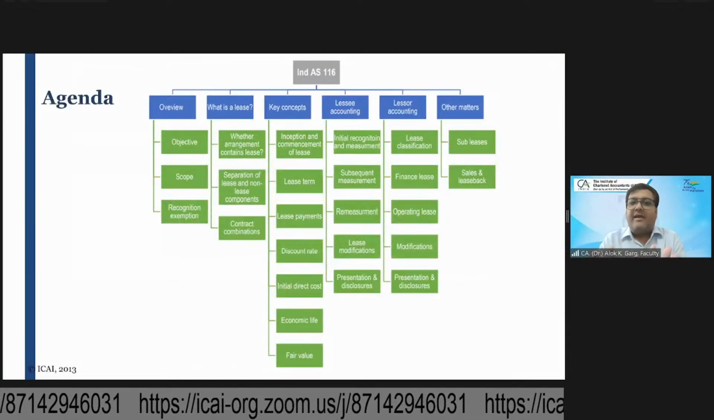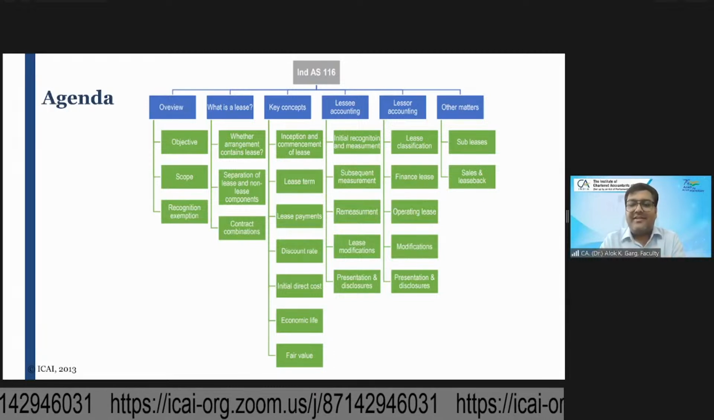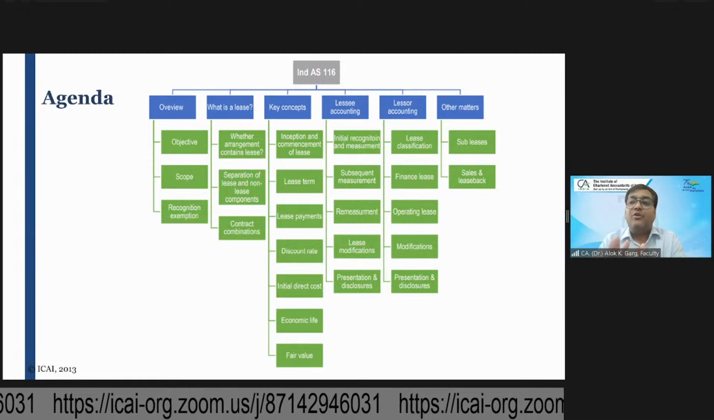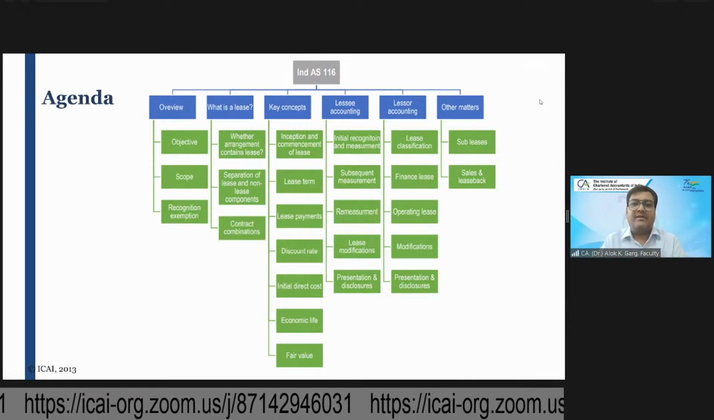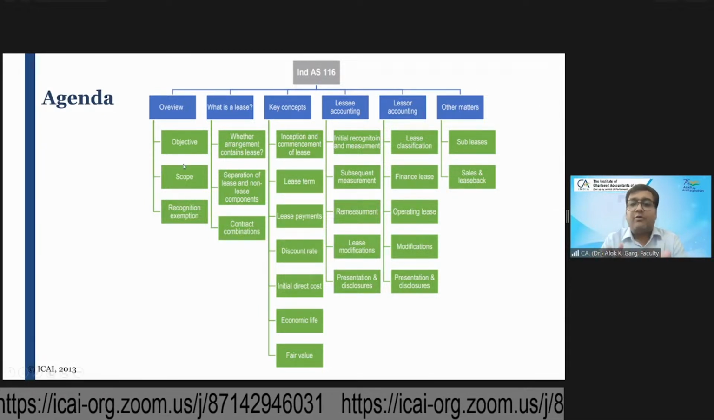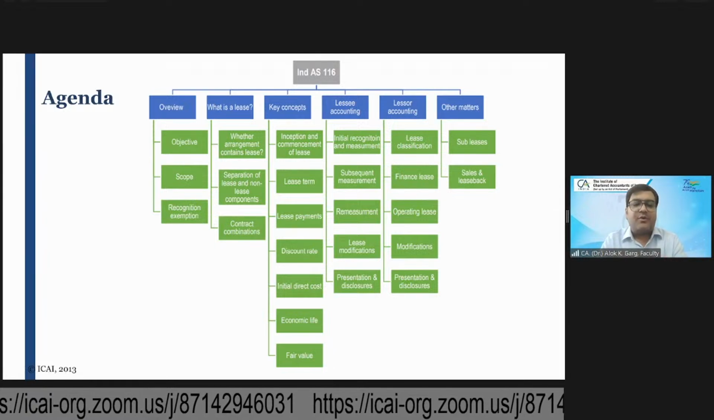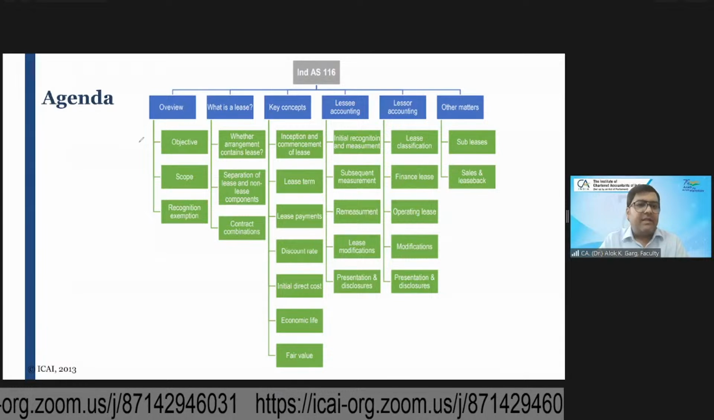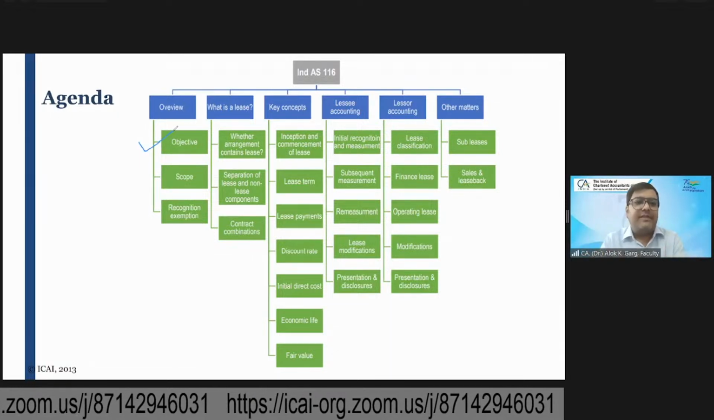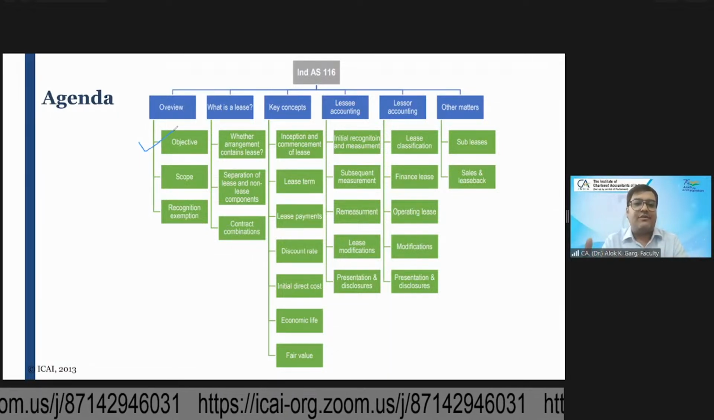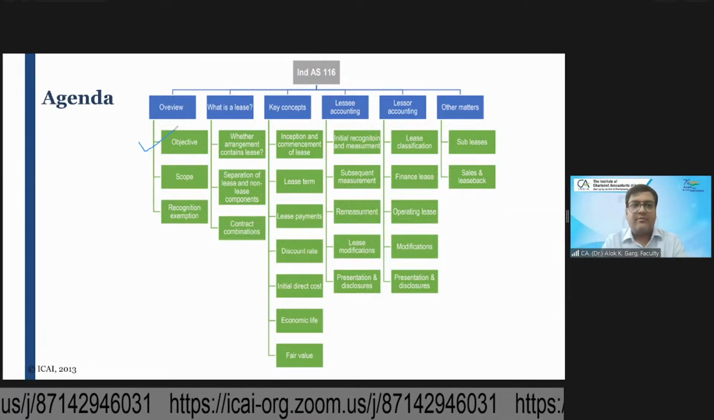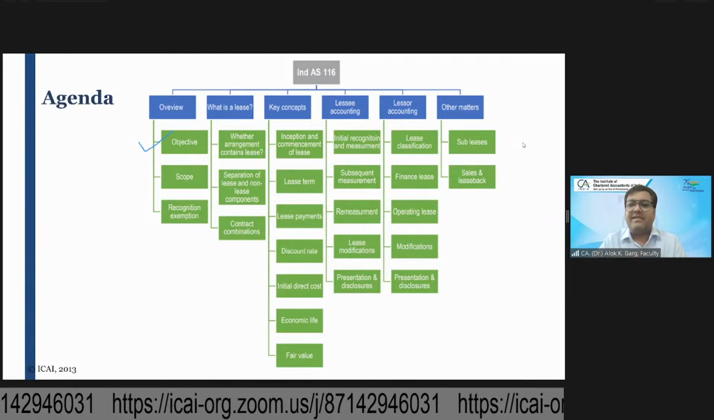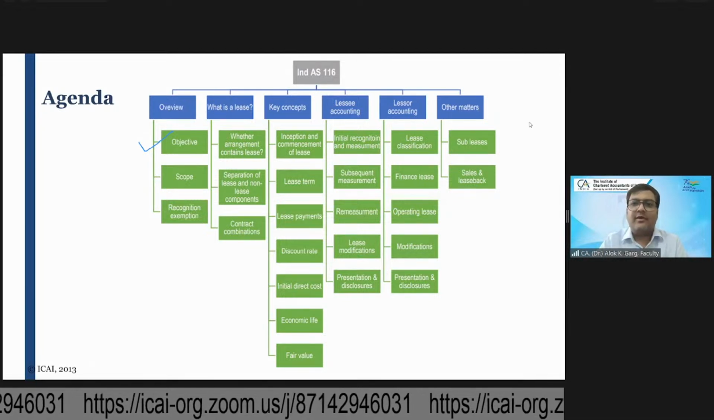We have enough background on Ind AS 116, considering it is a query and revision session. Now, friends, I want to tell you about the universe of Ind AS 116. What we are going to revise, what we are going to discuss today and tomorrow. Friends, what is the objective of this standard? Very simple. The objective of this standard is to account for leases in the books of the lessee and in the books of the lessor. So this standard talks about lease accounting. As simple as that.